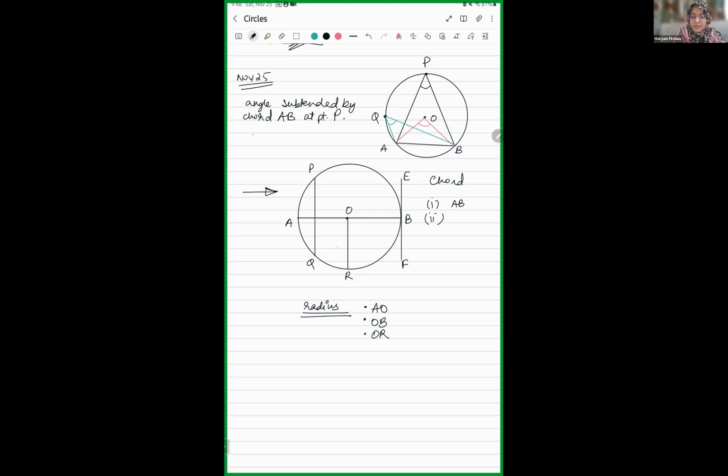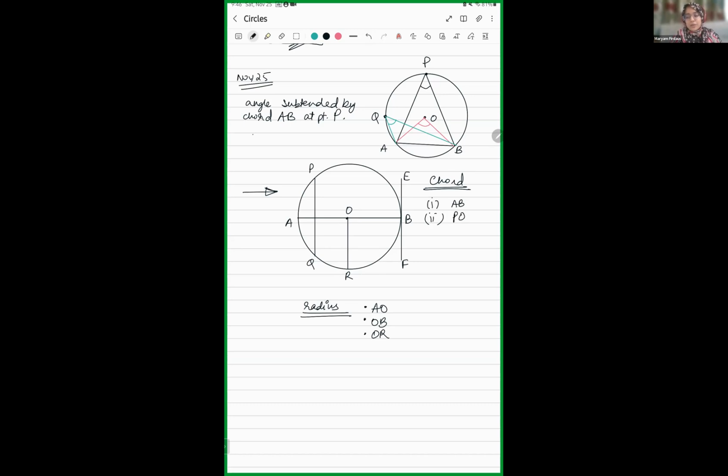Similarly, AO is a radius. Similarly, OB is a radius. Okay. OR is not a chord. Why? Because a chord is a line segment which joins not the center and a point on the circle, but a chord joins two different points on the circle. Okay. So over here, P is a point on the circle and Q is another point on the circle. So PQ is a chord. Okay. PQ is a chord.